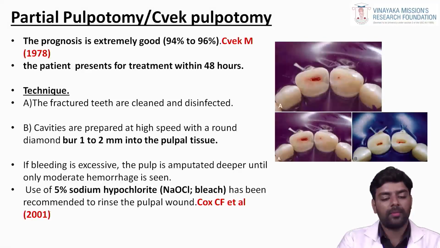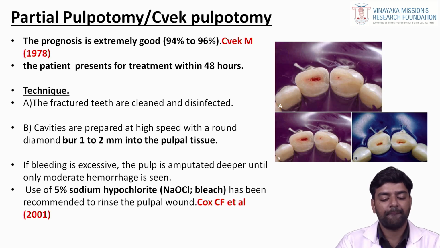Then let me talk about the partial pulpotomy. It's also known as Cvek pulpotomy. The prognosis is extremely good, with a 94% to 96% success rate if the patient presents for treatment within 48 hours. The treatment protocol is that the fractured teeth are cleaned and disinfected. Cavities are prepared at high speed with a round diamond bur. The end tip goes 1 to 2 mm into the pulpal tissue.